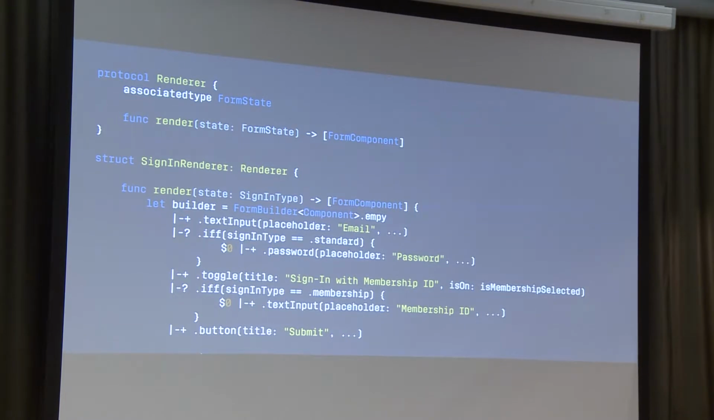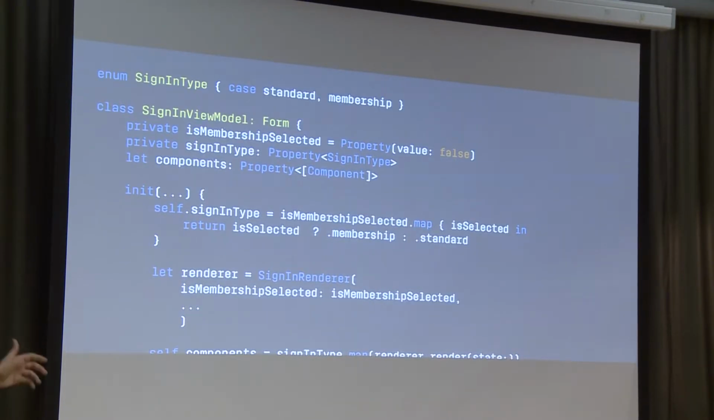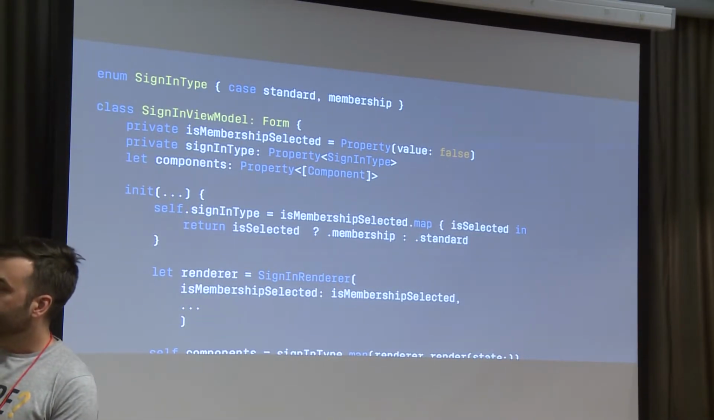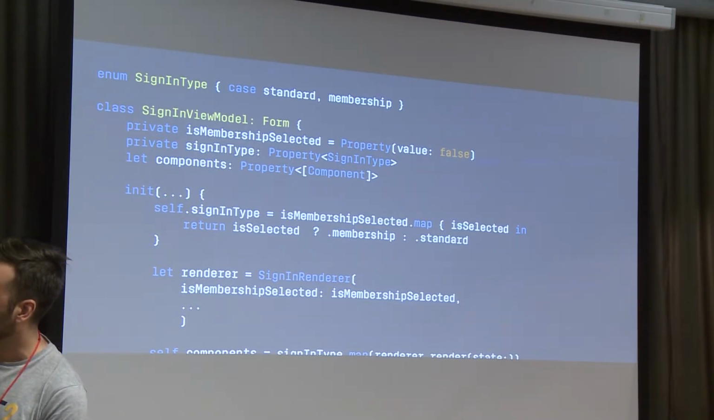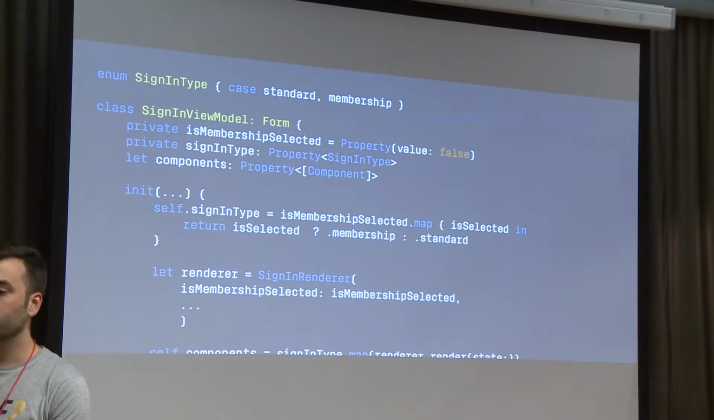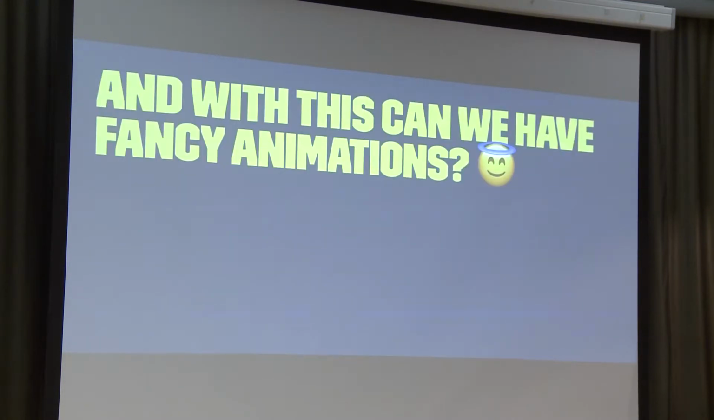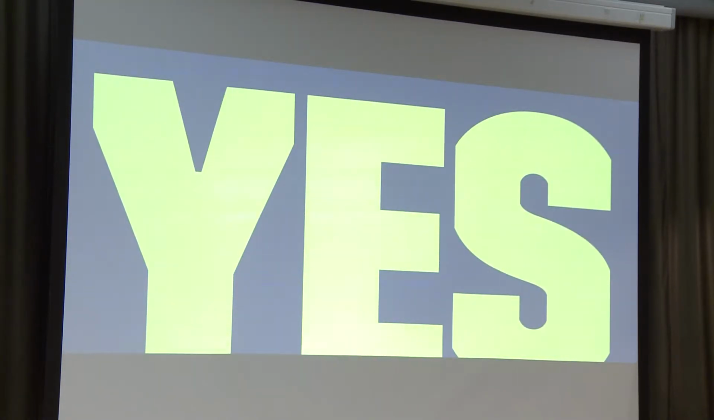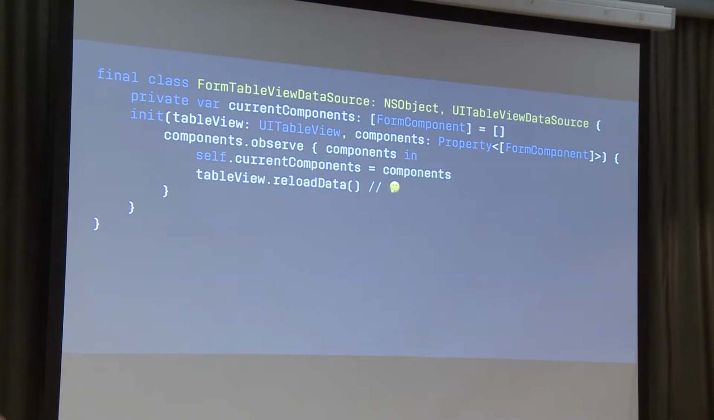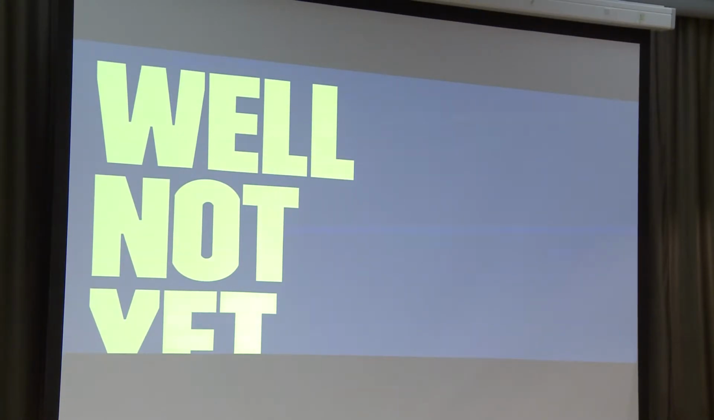So our view model will be much simpler. It has the renderer, and it basically maps the state to the renderer to get the representation for this state, okay? And the thing is, can we have the animations now? The answer is yes. But if you guys remember, we have this reload data. So obviously, it doesn't work because when the components change, the table is reloading everything. So it really means, well, not yet, but we are getting there.